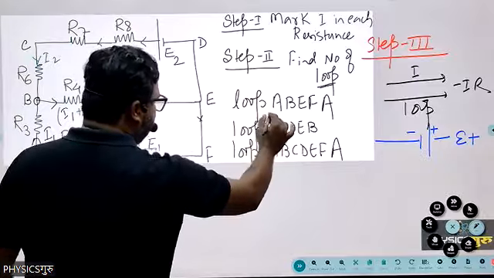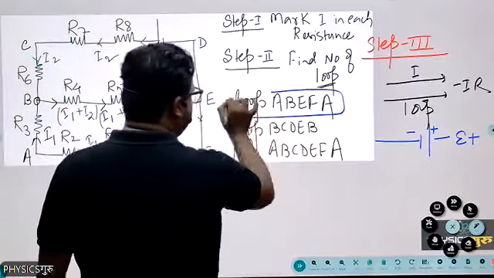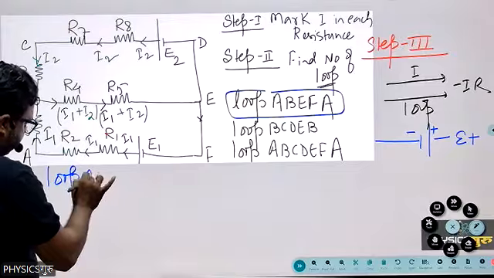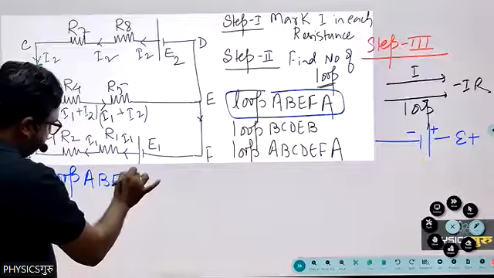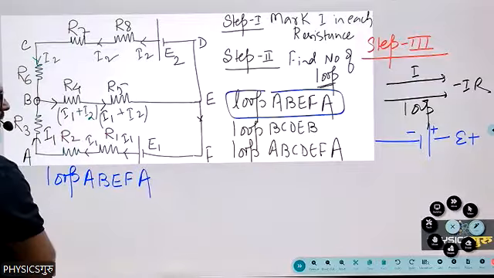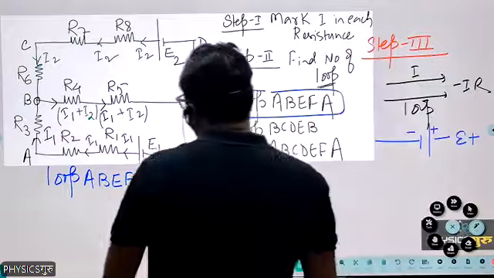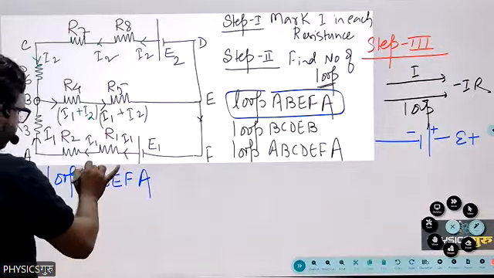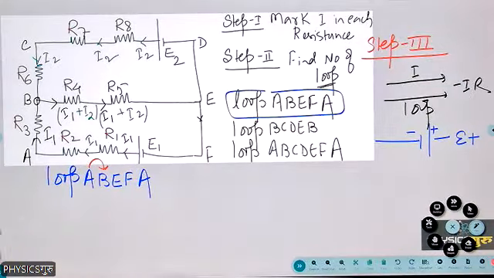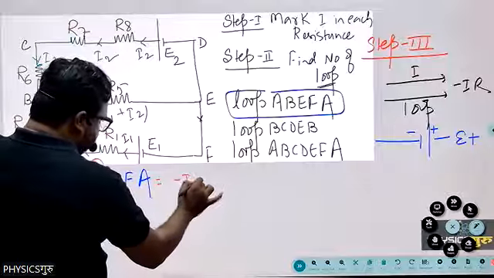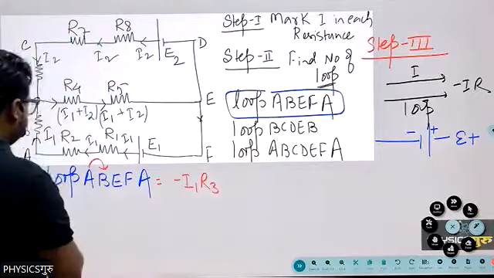Now we try to find loop A B E F A. Now see loop A B E F A. Current is passing from A to B. So if the direction of current and the loop direction is the same, I into R is negative. So minus I1 R3.